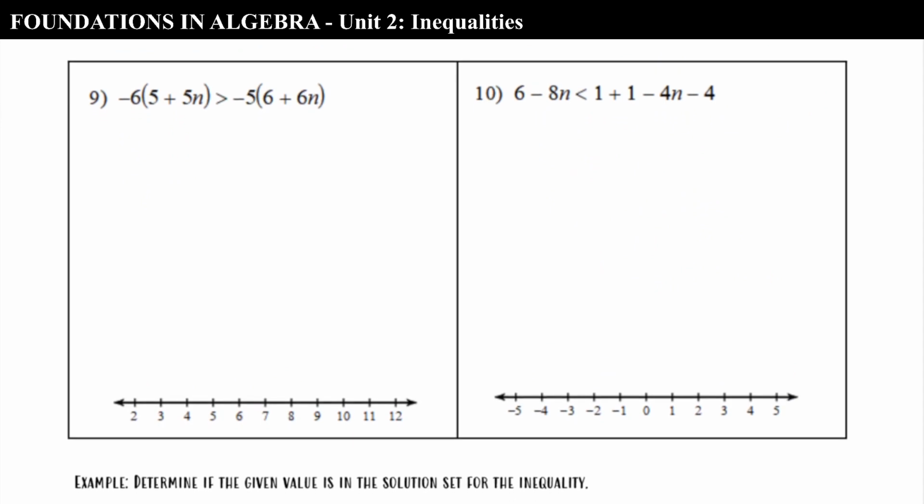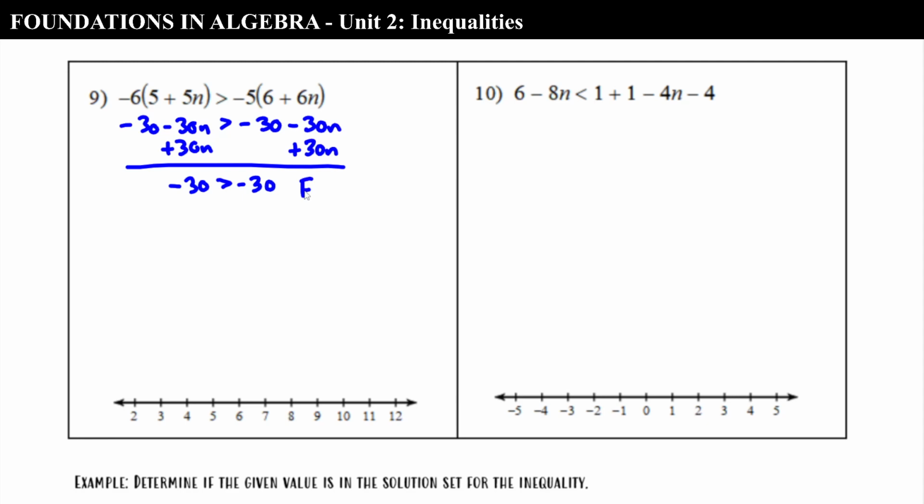All right, for number 9, we are going to distribute. We'll distribute on both sides. So we have negative 6 times 5n, that's going to give us negative 30n. It's greater than negative 30, and then we have a negative 30n. So if we add 30n to each side, this will make our variable go away. We have negative 30 is greater than negative 30. Well, we know that's false because they're equal. One's not greater than the other. So since it's false, we have no solution, and therefore we will not be shading anything in on our number line.